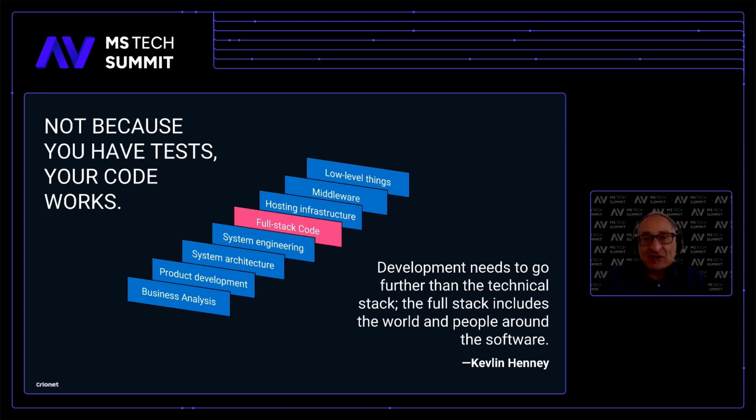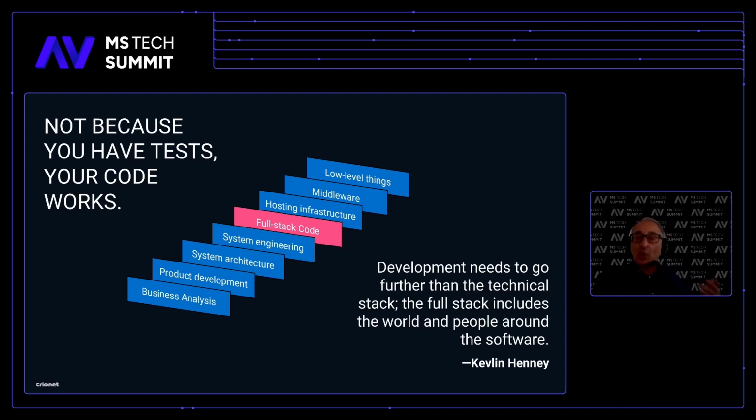But as long as you write full stack applications, unit tests are just one small part. Imagine, as you see in this slide, there is the business analysis, product development, the system architecture, system engineering, full stack code, hosting, middleware, low-level things. And in the red full stack code, unit tests are a very tiny aspect of it. How can you seriously believe that unit tests, right or wrong, could affect the development of a product, which is a much larger thing with people on top of that?